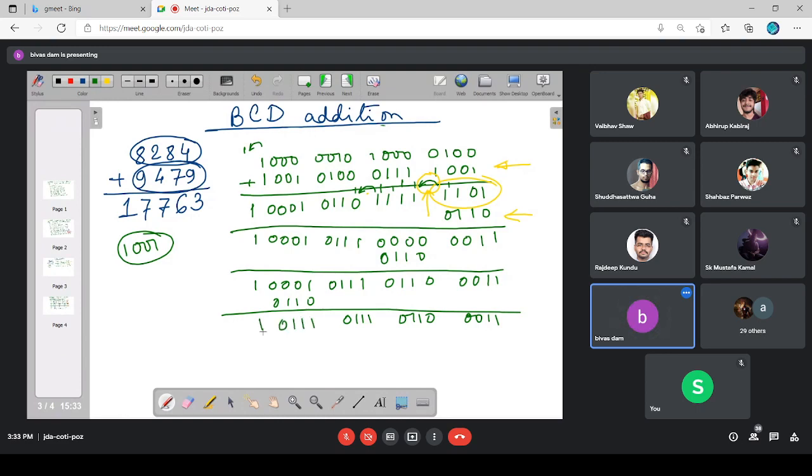Okay. So the 4 nibbles are now okay. Now you are with the final nibble. So here I have only 1. So that means I have 3 leading zeros.